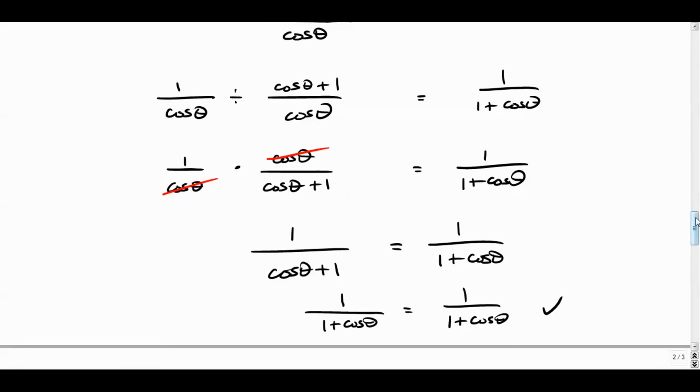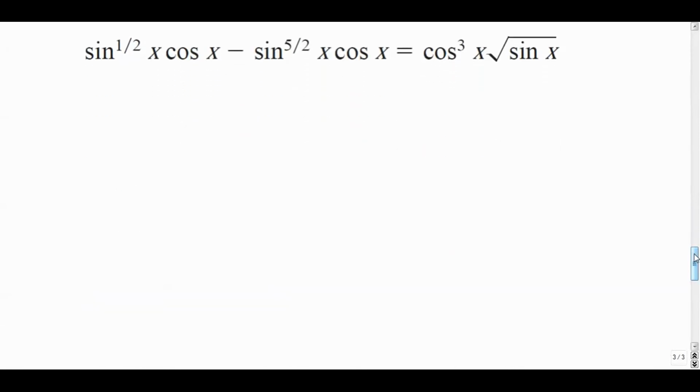Let's do one more, and this will wrap up our trig identity series. And by the way, I have a lot more examples that I can do, and maybe in the future I'll make an even more advanced series of videos on identities, but I think this is a pretty good start.